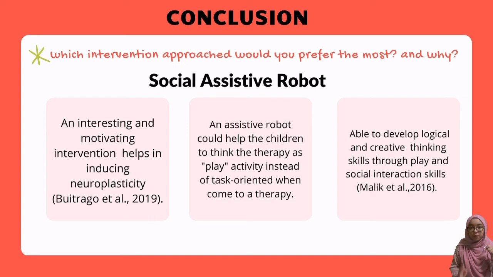An assistive robot could help children to think of therapy as a play activity instead of task-oriented when it comes to therapy. By using an assistive robot, children will have the authority to make decisions with guidance from the therapist, be able to develop logical and creative thinking skills through play, and social interaction skills can also be enhanced.